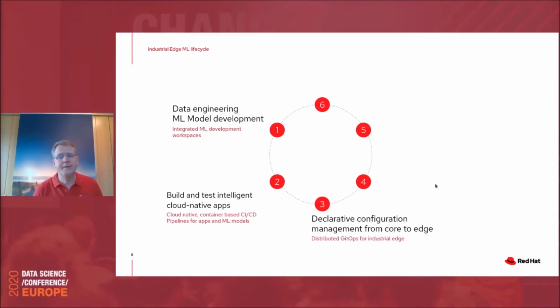The third area, and that was also at the center of the discussion with the clients, is declarative configuration management. Not only for the application in the core data center, but also at the edge, because applications span various areas. That means an application has parts in the data center, maybe a regional data center, in the server room of the plant and at the production line. What we developed and applied here is a distributed GitOps approach for industrial edge.